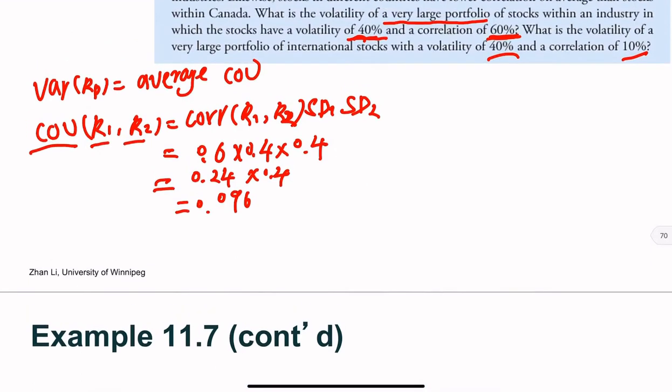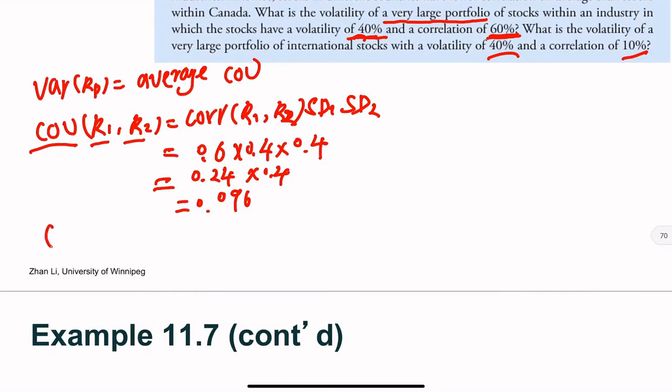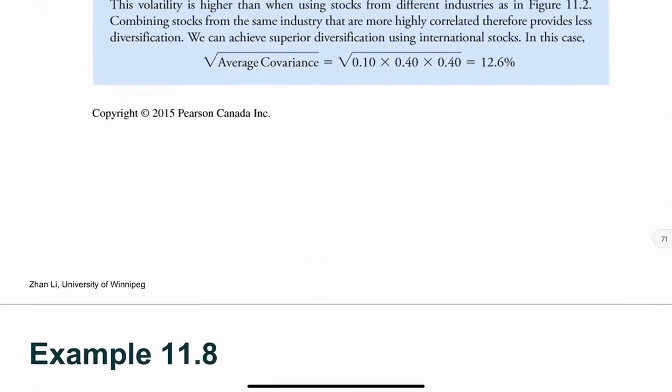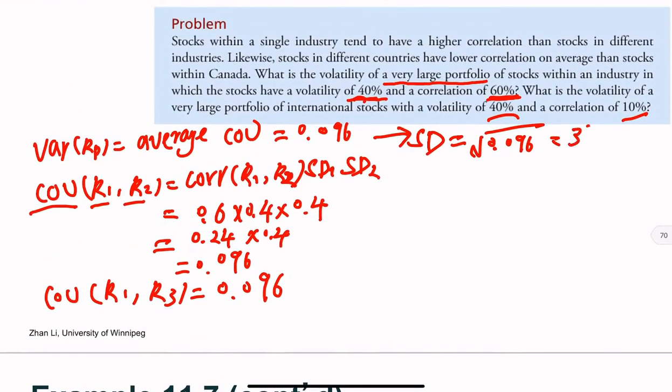So this is just the covariance between stock 1 and stock 2. However, you can imagine that for this problem, if you calculate stock 1 and stock 3's covariance, it's still the same number, right? So this implies the average covariance is just 0.096. So if we have the variance, now we can find the standard deviation, right? So the standard deviation is the square root of this number, which gives you 30 something, so 31%.